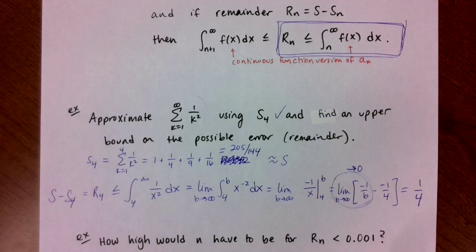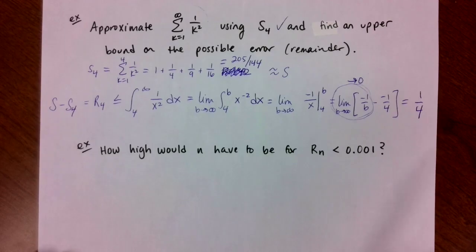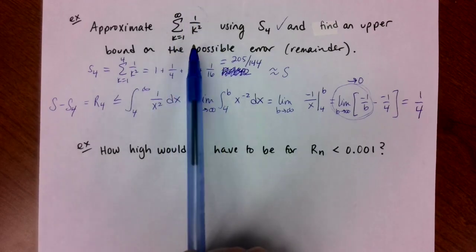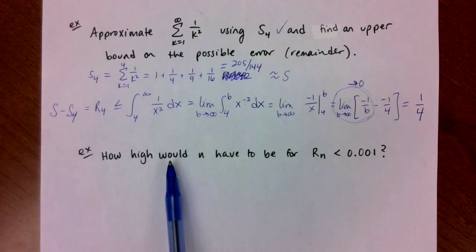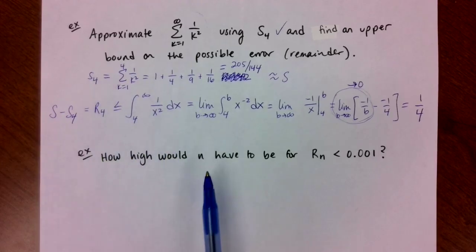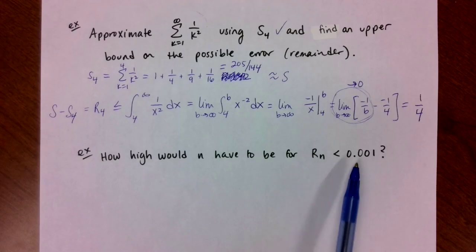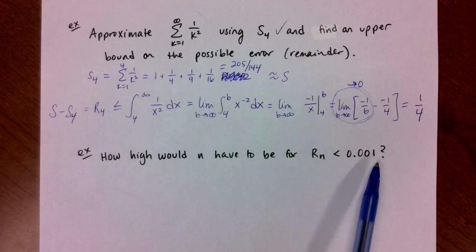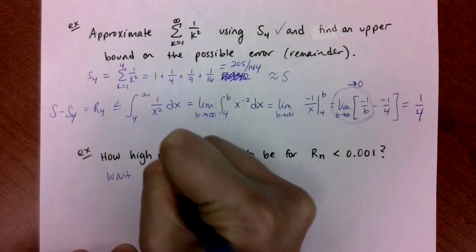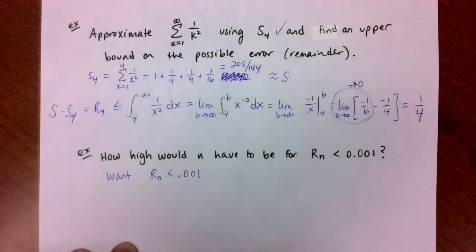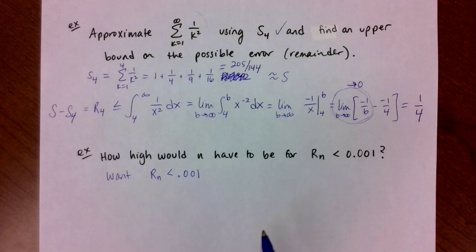Okay, let's look at the second problem type using this remainder theorem. So for the same infinite convergent series here, the question will change and say, okay, how high would the n have to be in this partial sum for this error to be less than 0.001? So I want Rn to be less than 0.001. Typically in these questions, they'll give you a very tiny decimal similar to this, and we just kind of work with it.